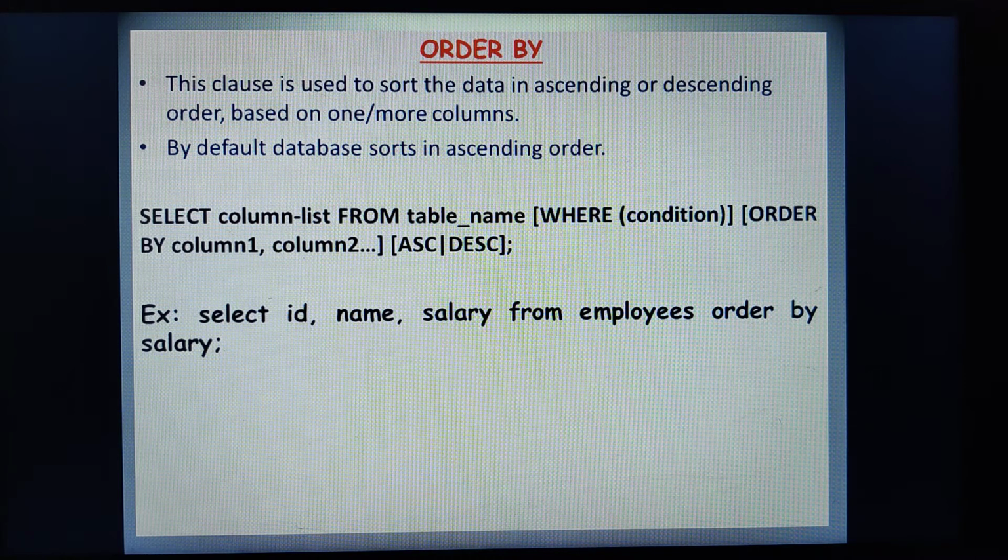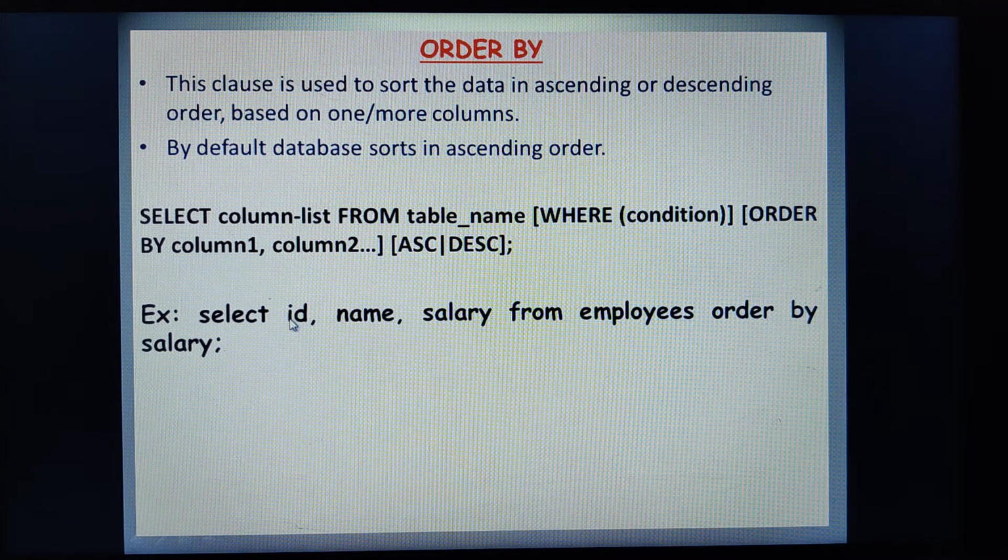Now here we have a syntax: select column list from the table name, specify the where condition, then apply the order by clause, column 1 and column 2. That means you can specify the sorting on more than one column. ASC stands for ascending, DESC stands for descending. If you don't specify, your table would by default sort in ascending order based on the column.